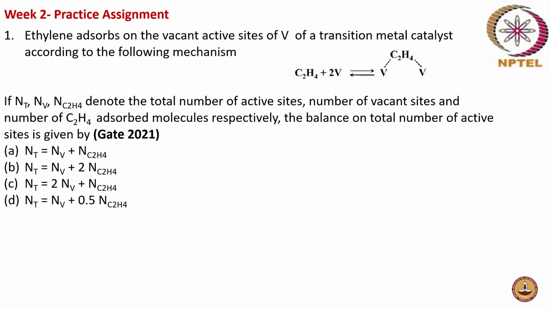So what will be the balance equation for total number of active sites? Will it be Nt equal to Nv plus Nc2H4, or Nt equal to Nv plus 2 times Nc2H4, or Nt equal to 2 times Nv plus Nc2H4, or Nt equal to Nv plus 0.5 Nc2H4? And the third option, Nt equal to 2 Nv: two vacant sites are there, and one C2H4 is there.